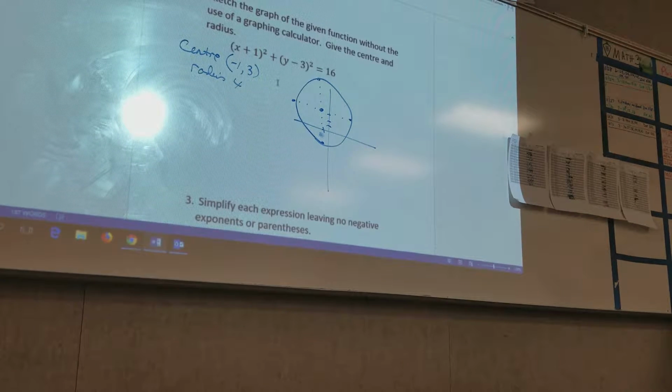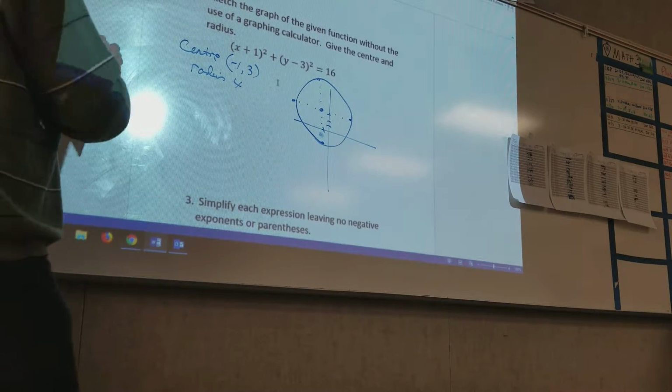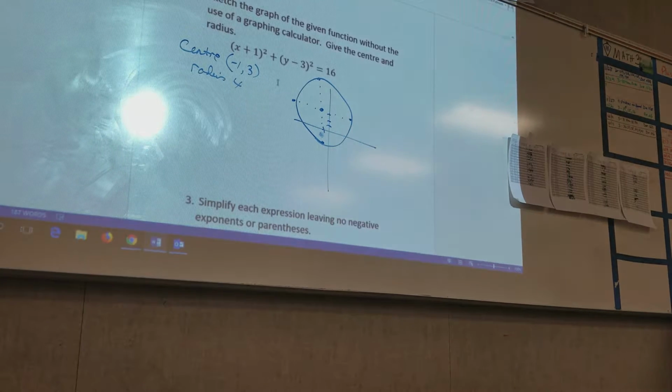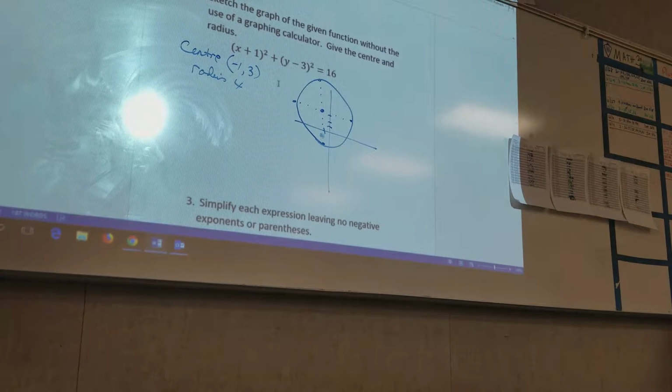Could we get that one now? We're good on this? Can I erase it? How do you get the 4 radius? You square root the 16. Oh. We're good? Yeah.